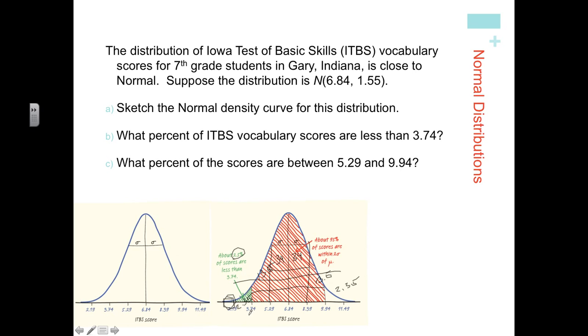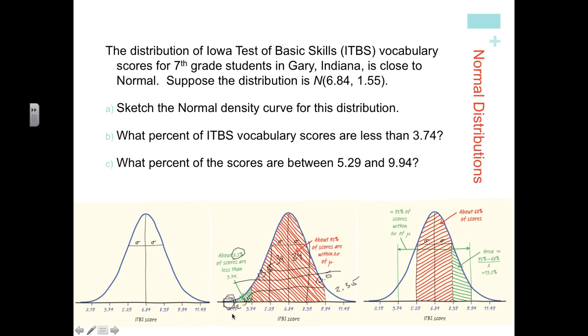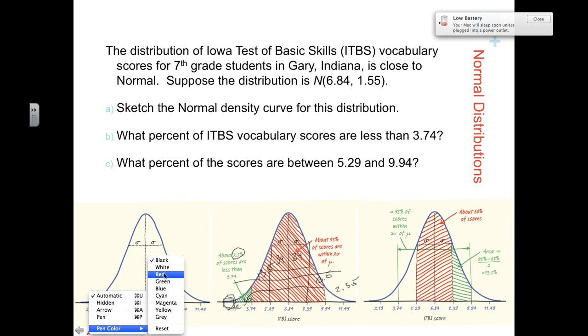Ultimately, we're going to let our calculators give us these answers, but it's good for us to understand where they come from first. Okay, so what about if I ask you for scores between? So now if I say between 5.29 and 9.94, here's one standard deviation away. So from here to here is 68%.